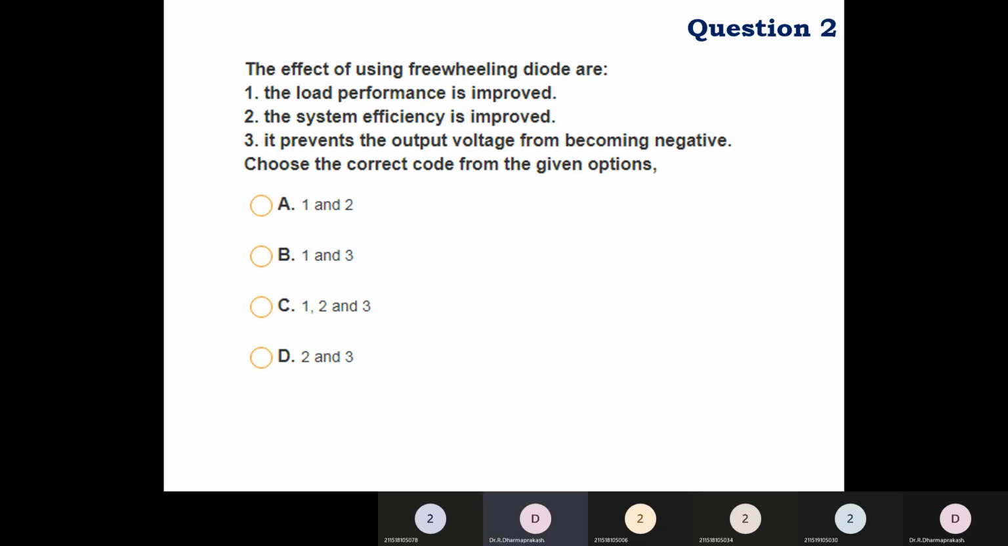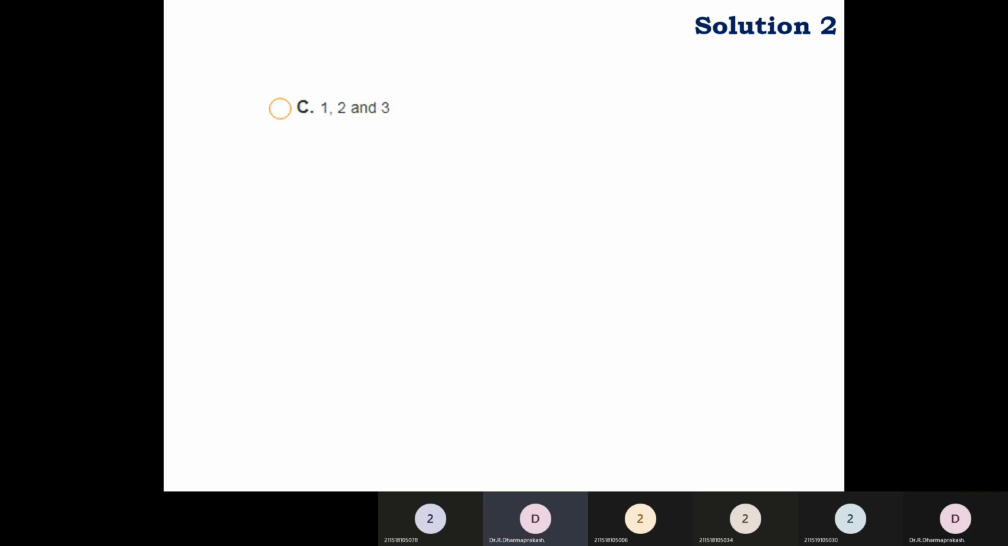And third, it prevents the output voltage from becoming negative. During the negative cycle, the freewheeling diode takes care so that the negative voltage will not be applied across the load. Only the positive voltage is available. Right? So all these three are true. So the option is C, 1, 2, and 3 are correct. So the answer is option C.